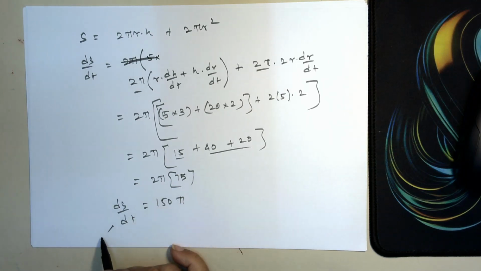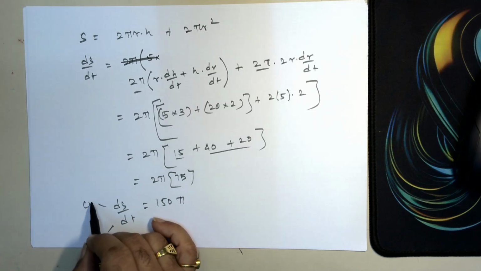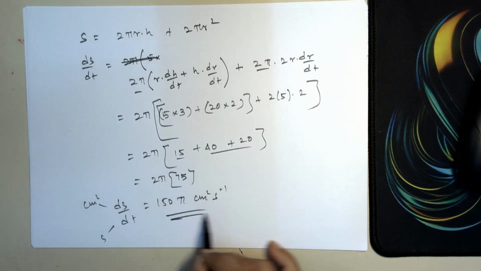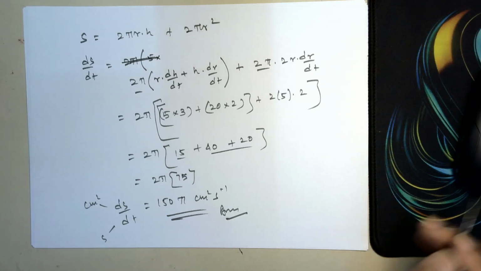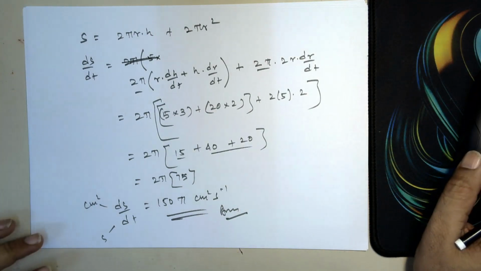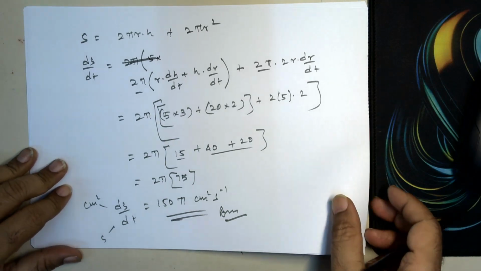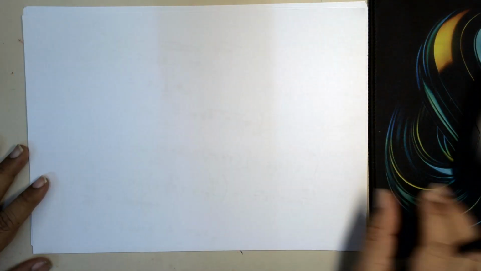So what is the unit? This is second. This is centimeter square. So centimeter square per second. So this is the second answer. Okay, 475 pi and 150 pi. Now let us move to the next shape.